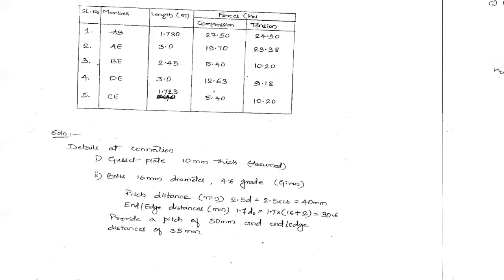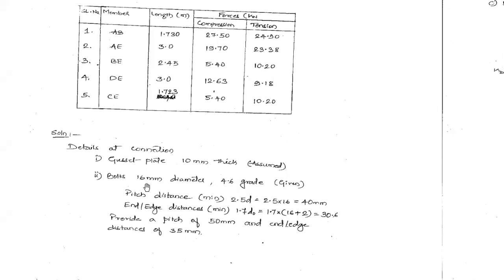Okay, so here the details of the connections have been calculated. It is assumed that the gusset plate is of 10 thickness. Okay, so the gusset plate thickness was not given to us in this problem. So what we'll do is assume the thickness of the gusset plate. So it is assumed to be 10 thick.